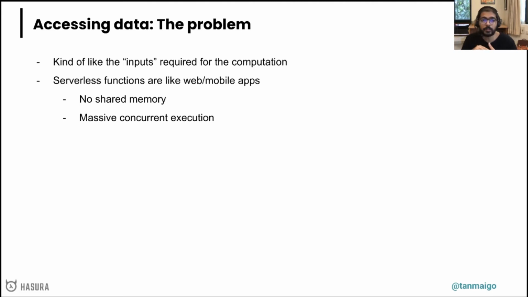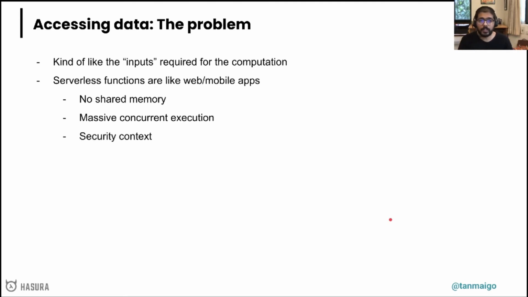Serverless functions can also support fairly massively concurrent execution, which is that you can have 1,000 serverless functions or 5,000 serverless functions running at the same time, or even hundreds of thousands of serverless functions running at the same time, right? And that's very similar to web and mobile apps, right? You might have 100,000 users that are currently accessing your web app or your API, right? So you can have a large amount of concurrent usage.